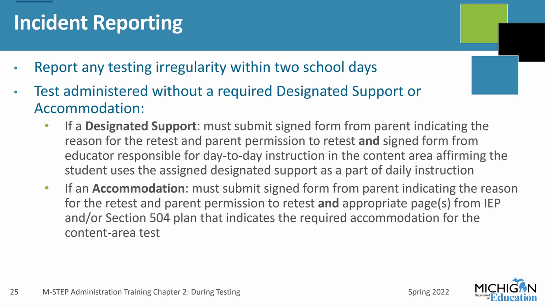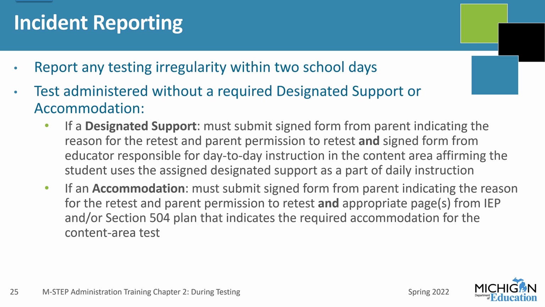First, I want to highlight that any testing irregularity is expected to be reported within 2 school days, either within 2 school days of the testing irregularity itself, or within 2 school days of you being notified of the testing irregularity. Remember, you must report all testing irregularities. Do not neglect to report a testing irregularity if it was not reported within 2 school days. This is to ensure that irregularities are reported in a timely manner so that we can work with you to appropriately resolve the issue.